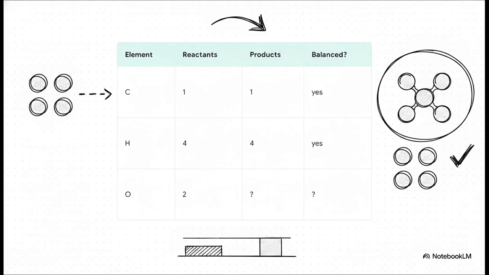All right, let's fix the hydrogens first. We've got 4 on the reactant side and only 2 on the product side, locked up inside that water molecule. By placing a large coefficient of 2 in front of the water product, giving us 2 total water molecules, our hydrogen atoms are perfectly balanced at 4 on both sides, because 2 times 2 equals 4.